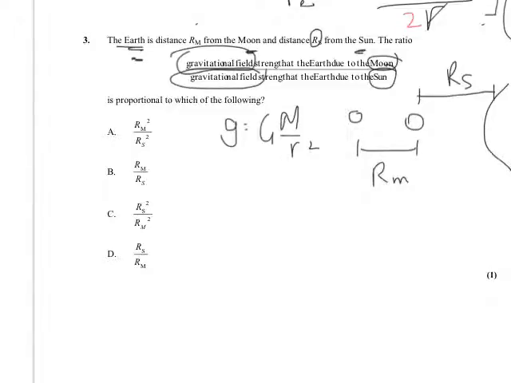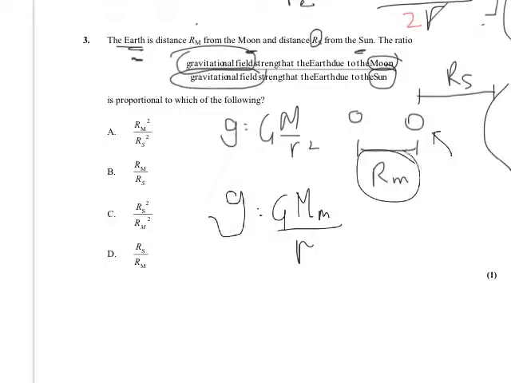Okay, so let's have a look at the g for the first one, that the Earth feels due to the moon. So that would just be G, M of the moon, divided by radius. Well, it is a radius of orbit, but let's just call it a distance, squared.